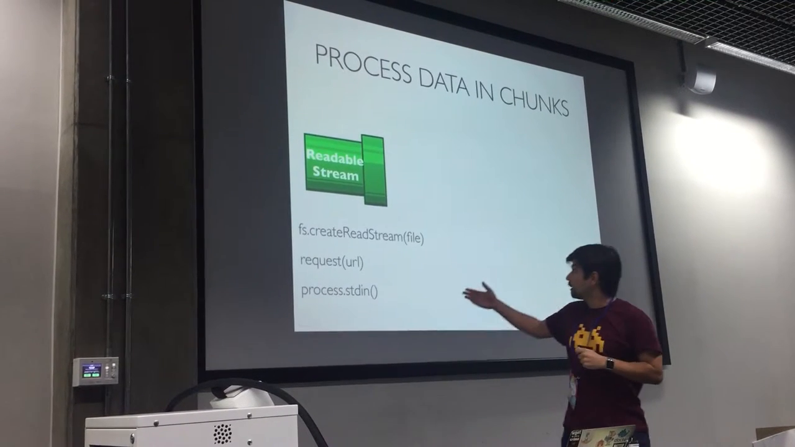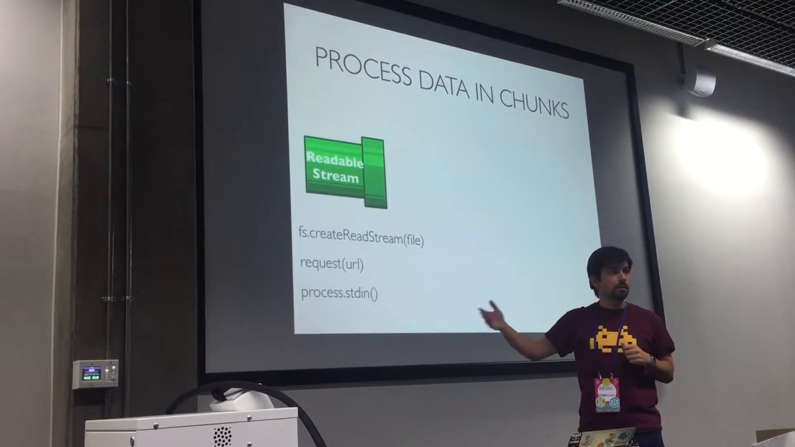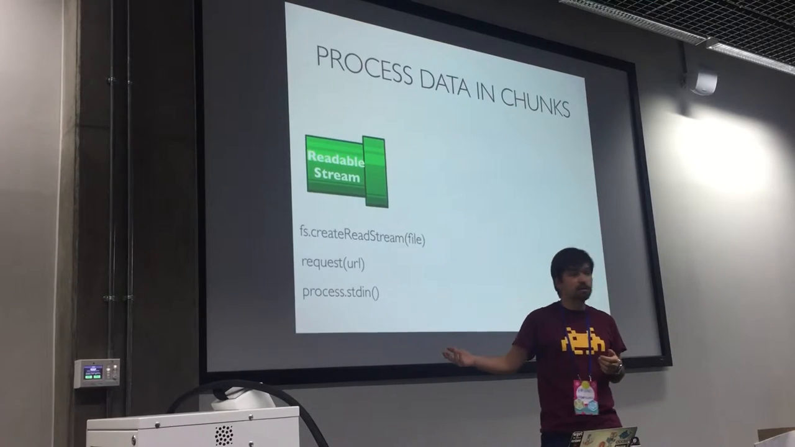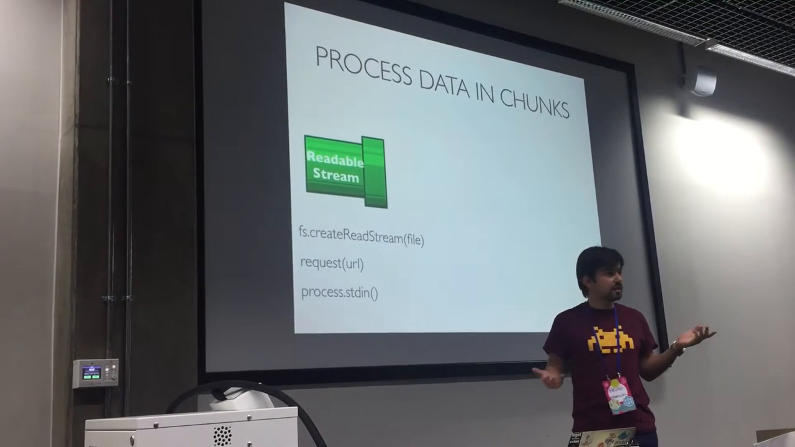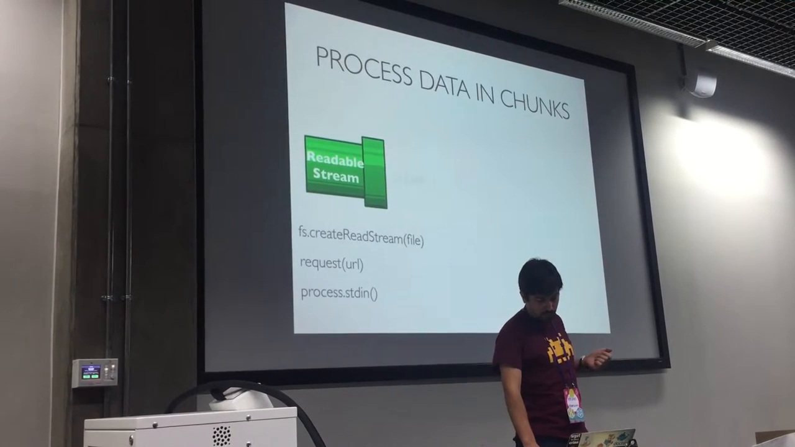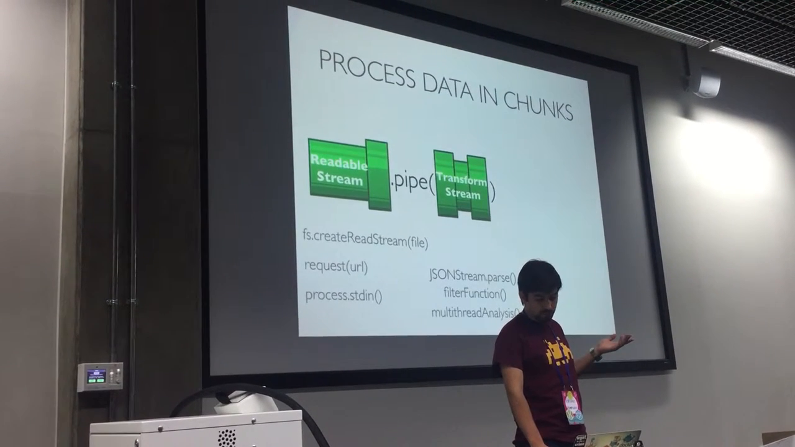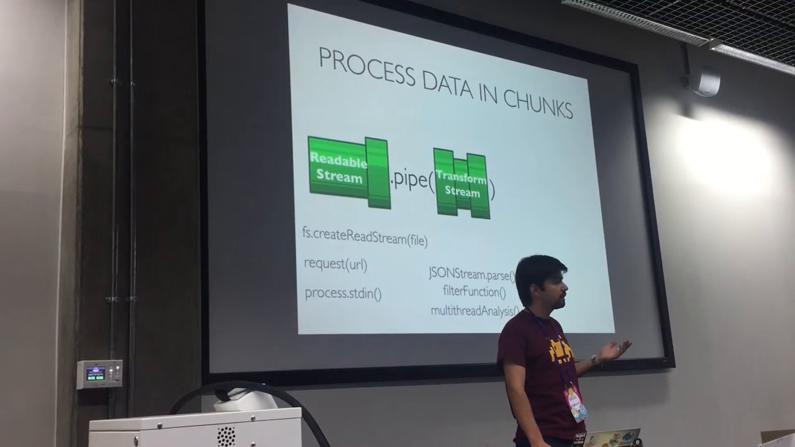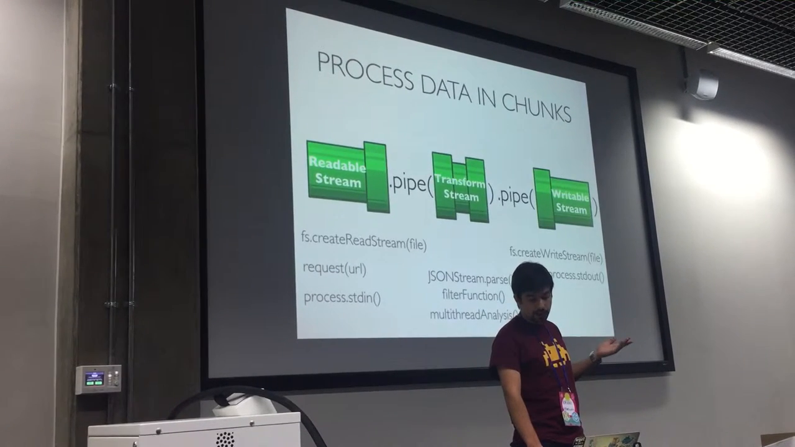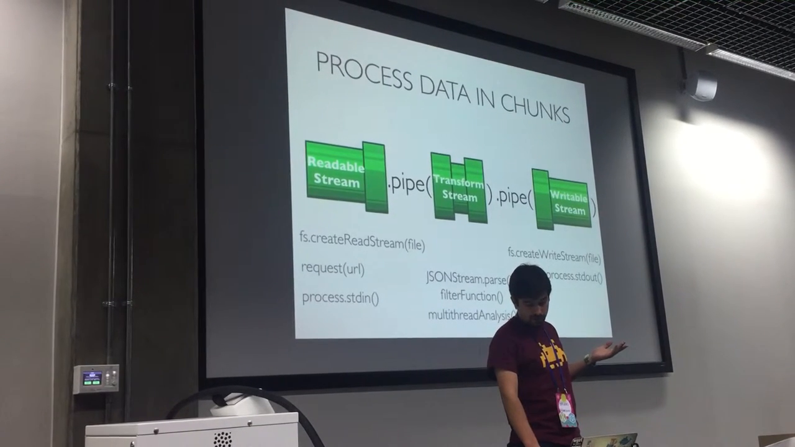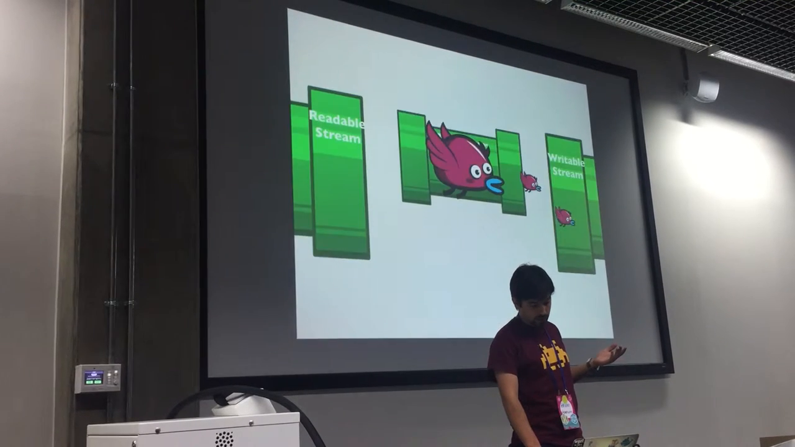So the readable stream can be reading a file, doing a request on a server, just reading standard out on the terminal, and then you use the pipe function to the transform stream, and that could be a parser, could be an analysis, could be anything, and then you pipe to a writable stream, a file, standard out.